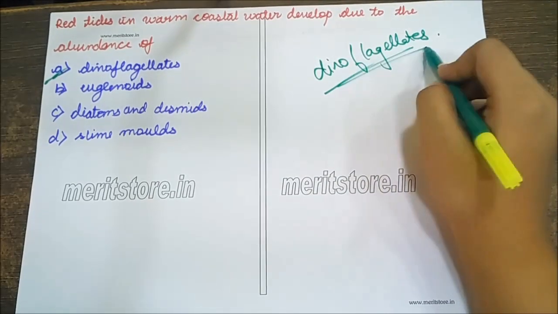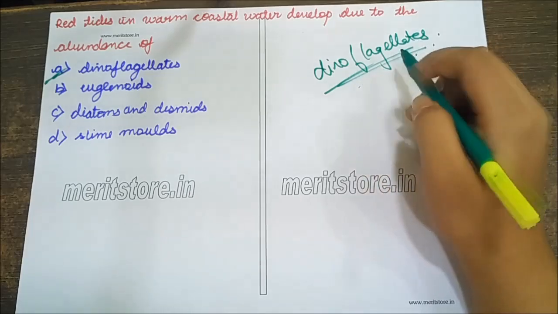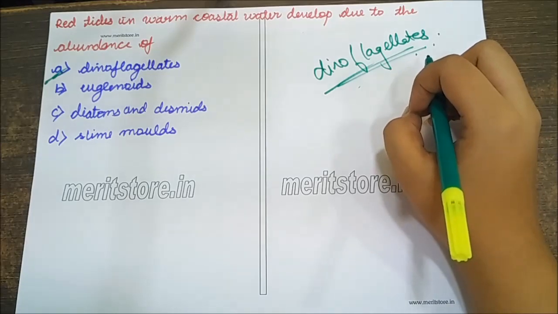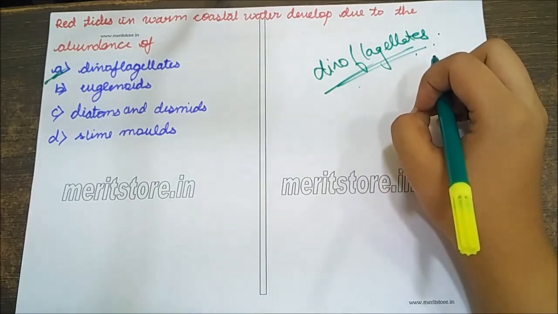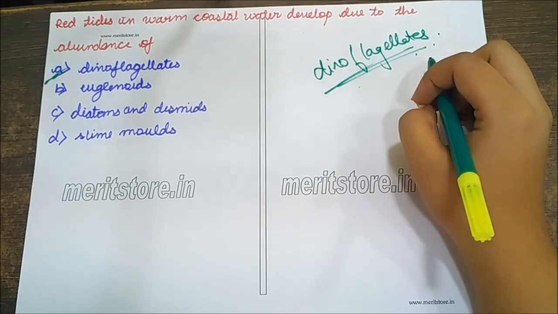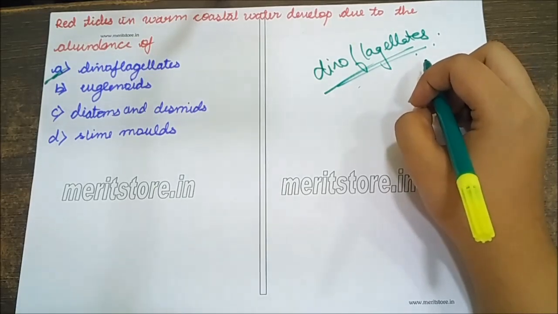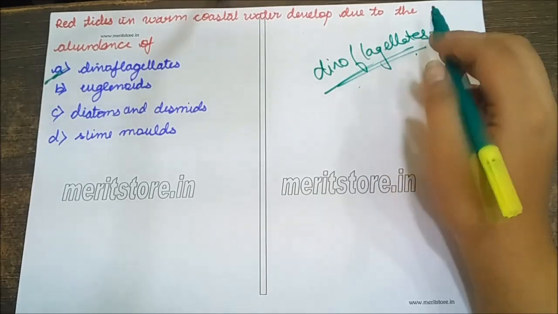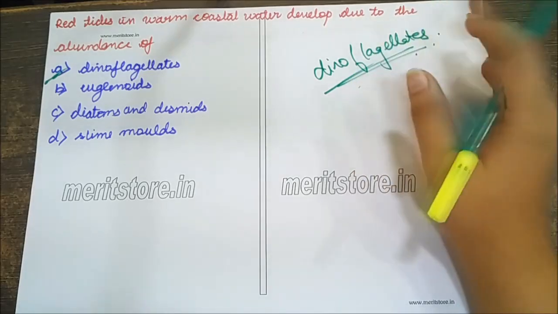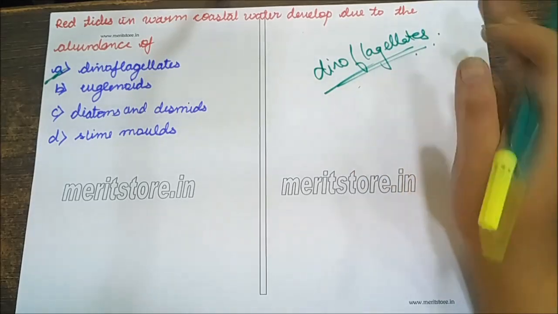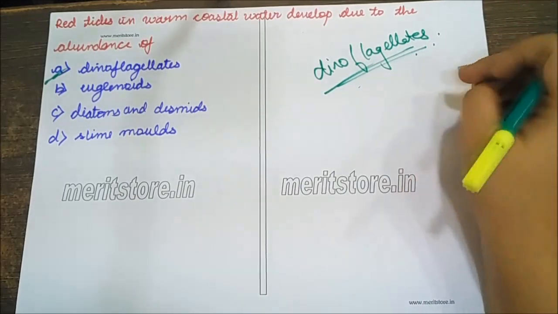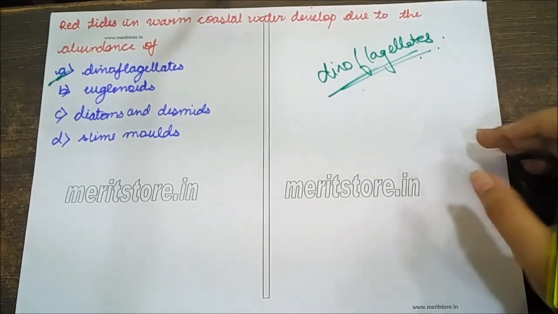Now let's know what dinoflagellates are. Dinoflagellates are a group of about 1000 species of photosynthetic protists. They are important components of phytoplankton. Most of them are marine, but some occur in fresh water. There are two species, Gymnodinium and Gonyaulax, that grow in large number in the sea and make the water look red and cause the so-called red tide.